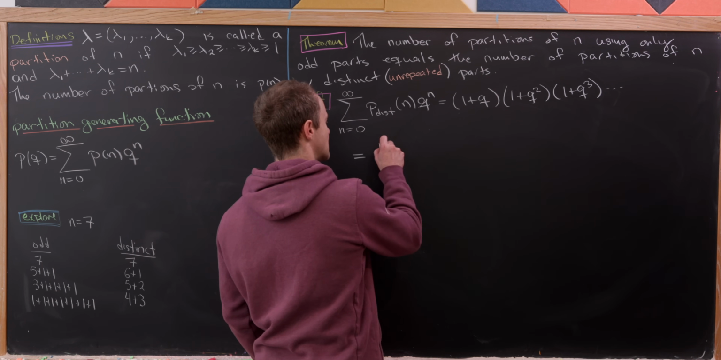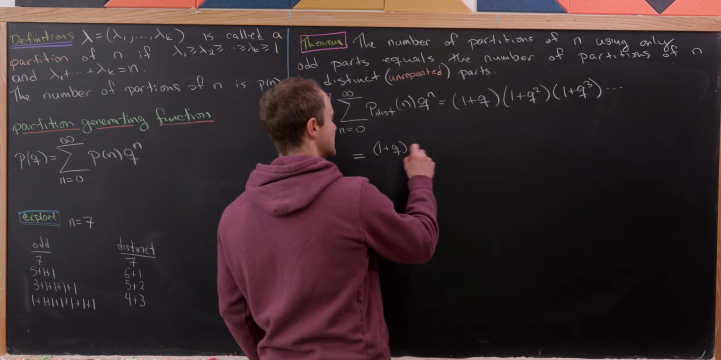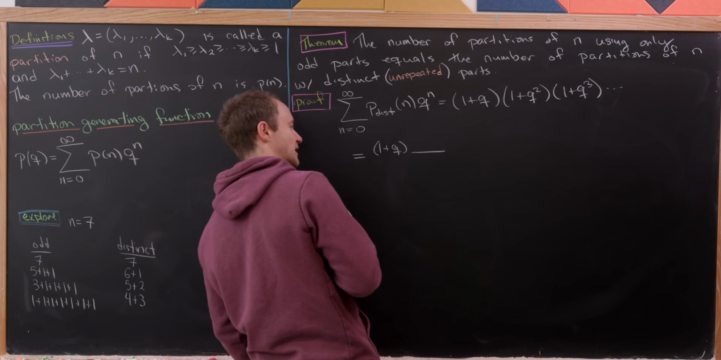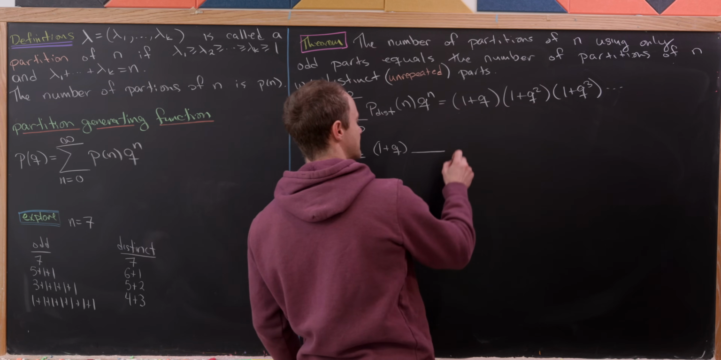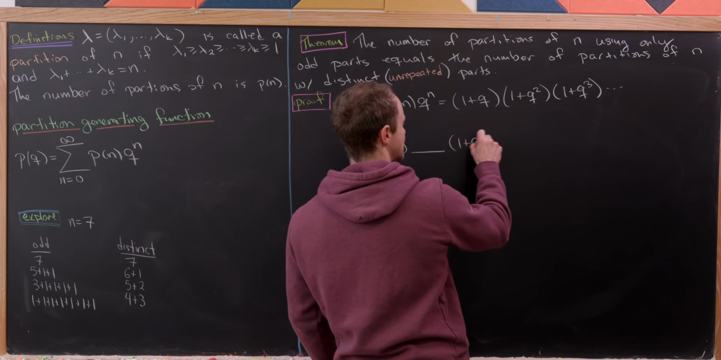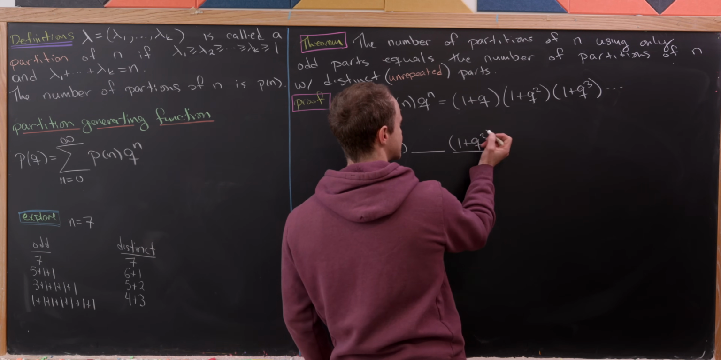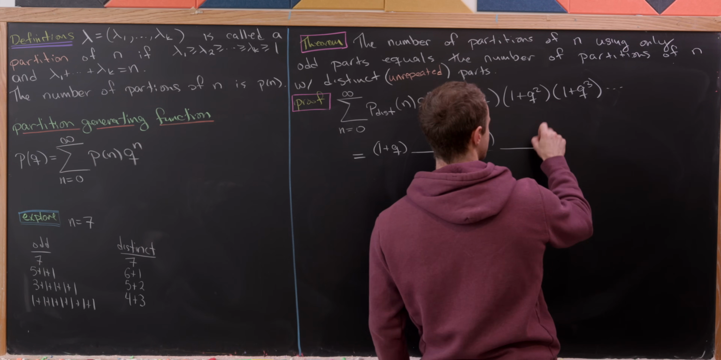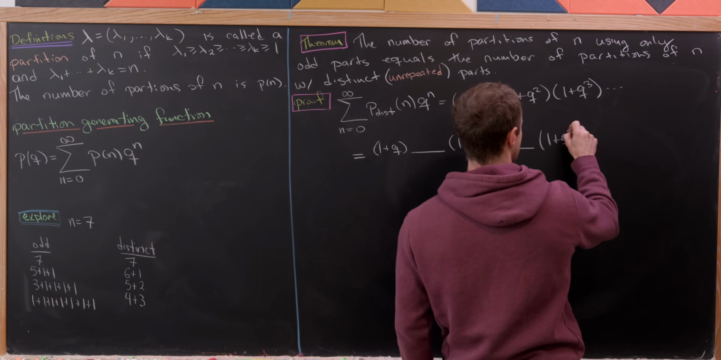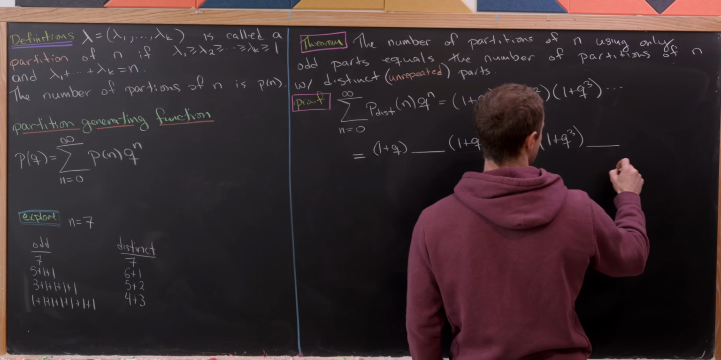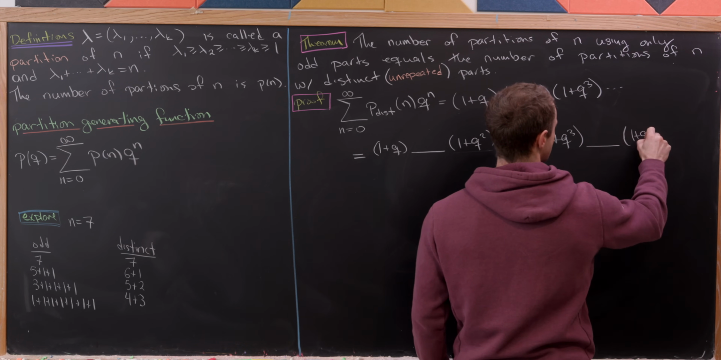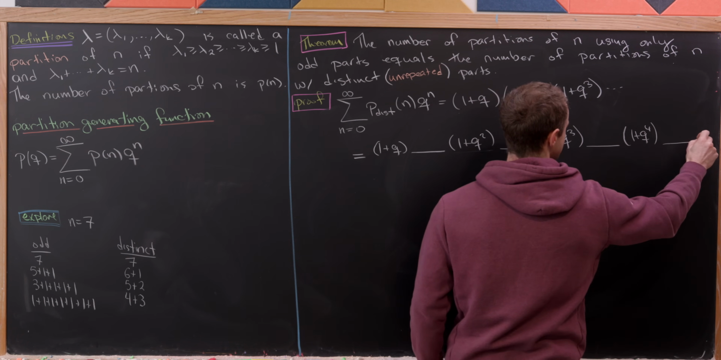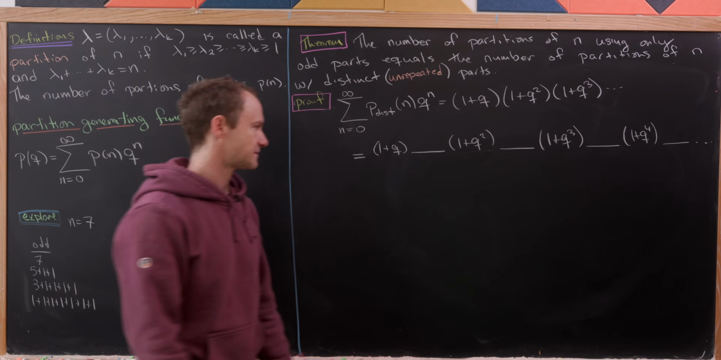So let's write this as 1 plus q times something. I'll just put a line there, I'll fill it in a bit. And then 1 plus q squared times something. Again, I'll just write a line there. I'm going to fill it in just a bit. 1 plus q cubed times something. 1 plus q to the 4th times something, and so on and so forth.